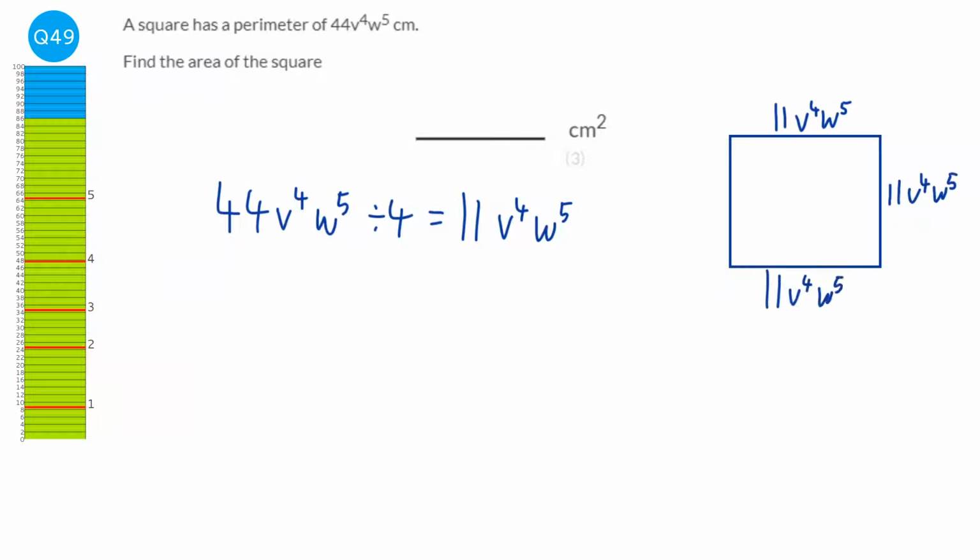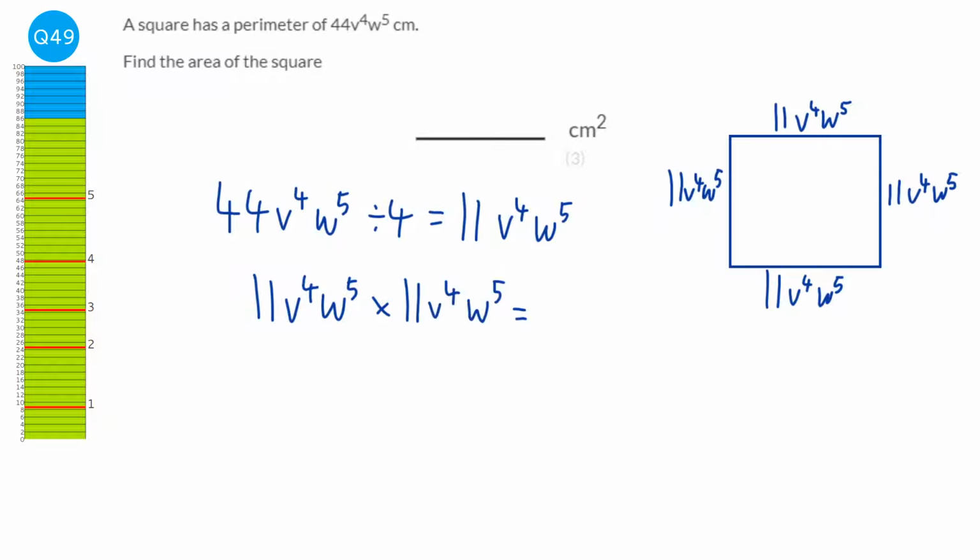when you add, you don't add the v to the power 4 w to the power 5, it's just going to be 11 lots, another 11 lot, another lot of 11, and another lot of 11. So it's 44 v to the power 4 w to the power 5 in total. And to work out what the area is, we obviously are going to square that. So we're going to do 11 v to the power 4 w to the power 5, and we're going to just times it by itself, which is what squaring means.